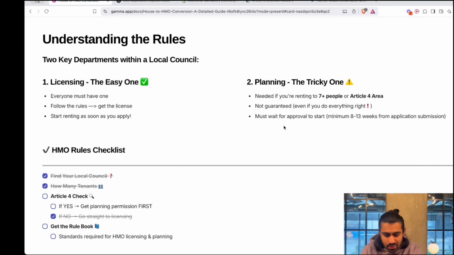So I hope that's quite clear. Article 4 is very borough specific. Some boroughs have it, some boroughs don't have it, and it's important that you check it, and the way you check it is through Google.